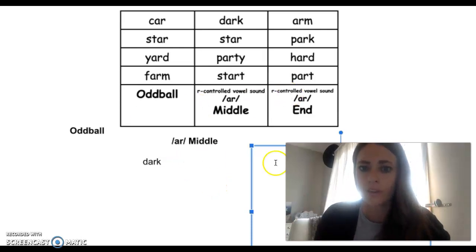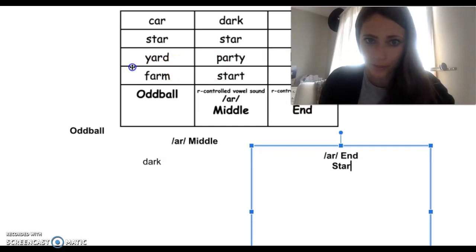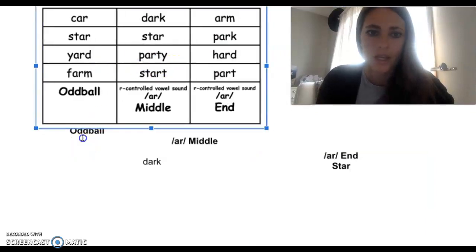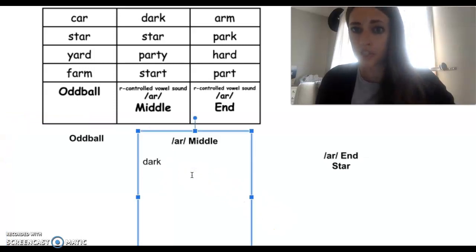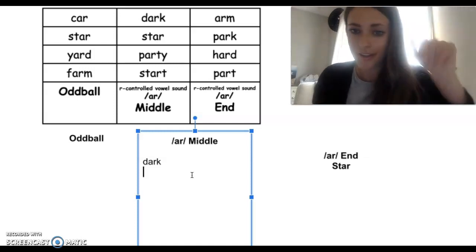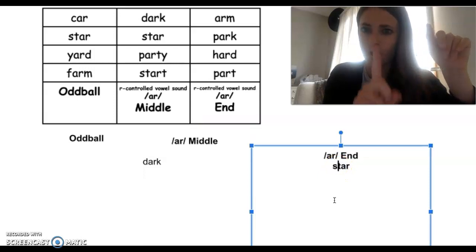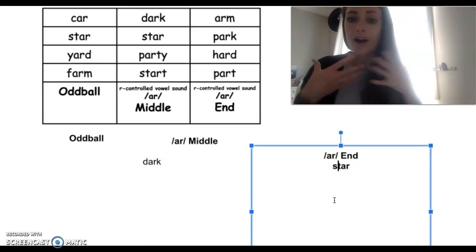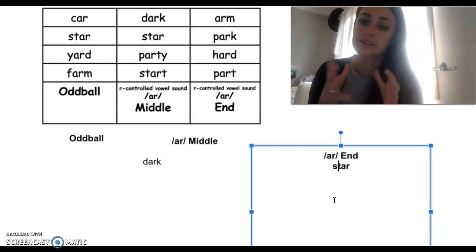So let's start with the R sound in the middle of the word. I'm going to move this over here and move this over here. The R sound in the middle of the word, I have one example, dark. When we go night fishing, it is in the dark. And when we go night fishing, you see at least one star. You hear that R sound in the middle of the word in dark, and you hear that R sound at the end of the word in star.